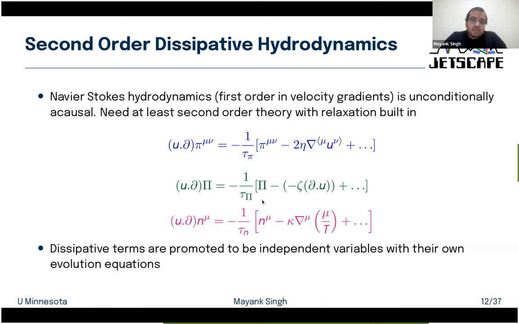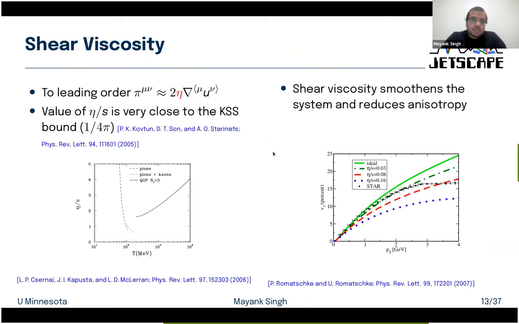Essentially in second order theory, all these dissipative terms are promoted to be independent variables in their own right, and they have their own evolution equations. Of course, these evolution equations are coupled with each other and with the overall energy momentum conservation. You can't violate that. So these equations are evolved, and that information goes back into the evolution of the energy momentum tensor.